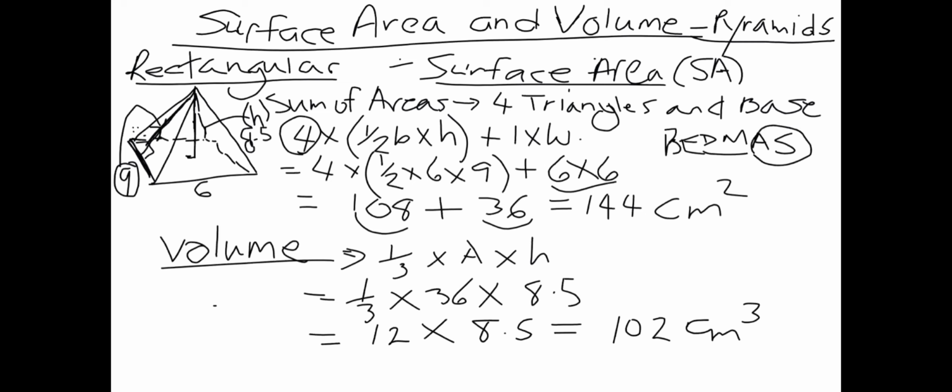And so we have to add after we have done both sides. 108 plus 36 is equal to 144 centimeters square. And again, because it's a surface area, we're going to have square in this case.